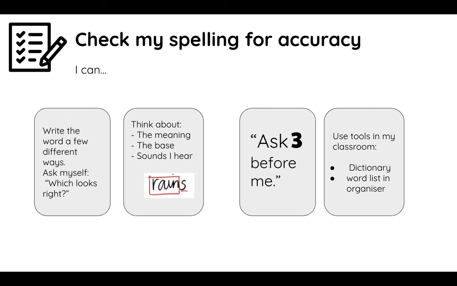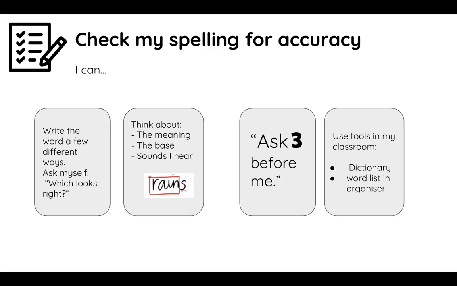Another thing you can try is to think about the meaning, the base, and the sounds you hear in the word. So write the word down. Do you know what the base of the word is? Do you know what it means? Maybe if you know the base of the word, or you sound out the word bit by bit, you might be able to figure out the parts of the word.